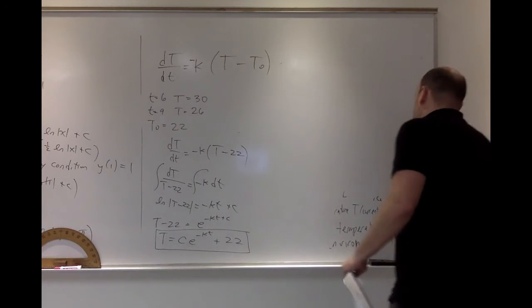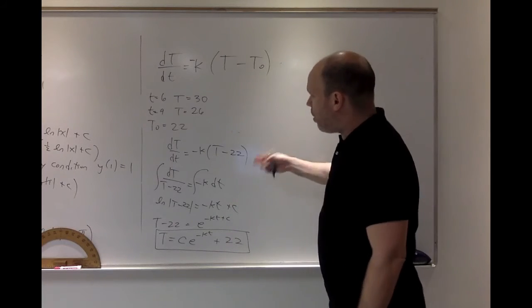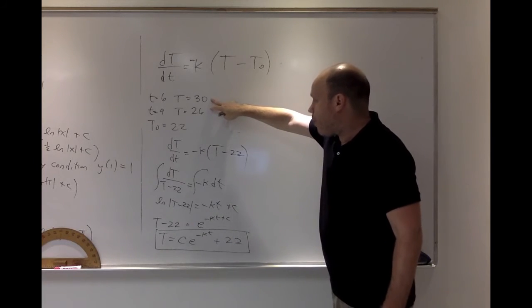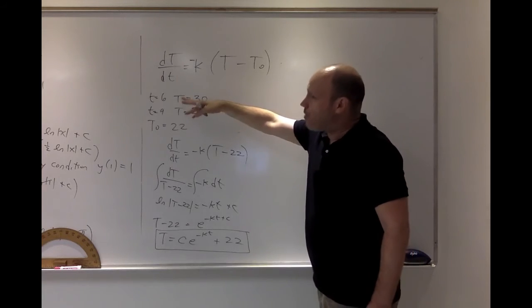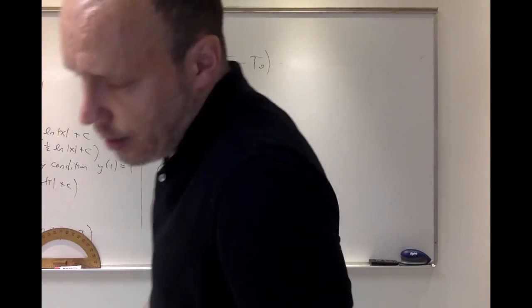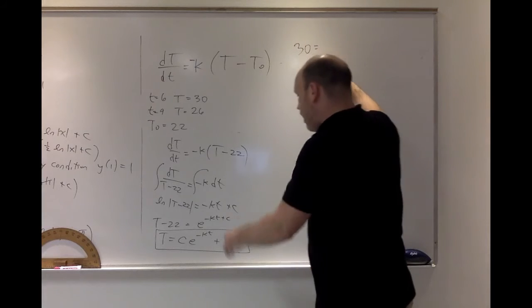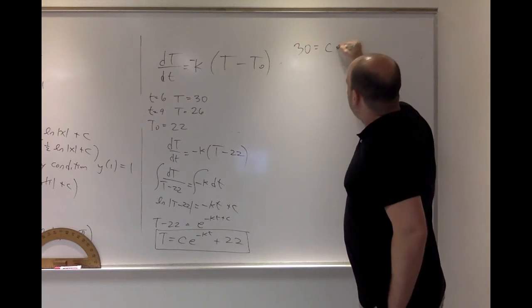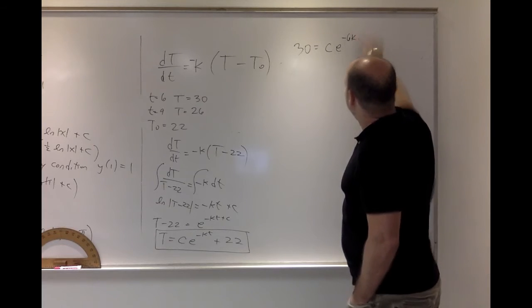Did I give you 2 pieces of information? Let's get the first equation. T is 6. Little t is 6. After 6 hours, or 6 a.m., the temperature was 30. So we have 30 is equal to c e to the negative 6k.